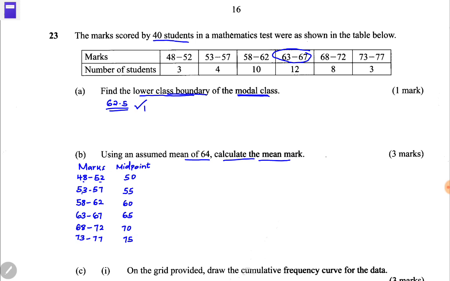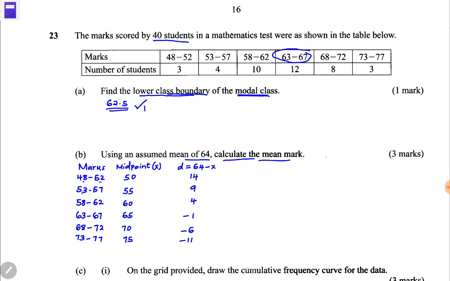Now, after getting our midpoint, which will act as our x, we can now get the deviation. Deviation is a value that we get by subtracting x from the assumed mean. So, D is given by 64 minus x, since our assumed mean is 64. For the first class, we will have 64 minus 50, which is 14. Then 64 minus 55, which is 9. Then 64 minus 60, which is 4. Then 64 minus 65, which is negative 1. Then 64 minus 70, which is negative 6. Then 64 minus 75, which is negative 11.